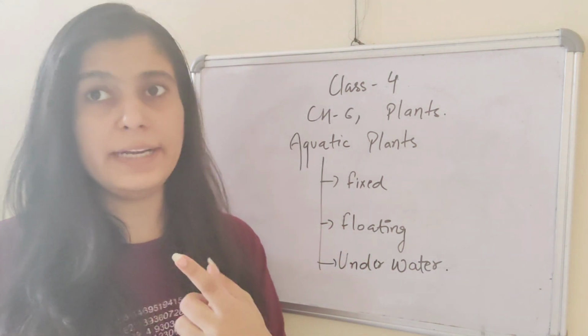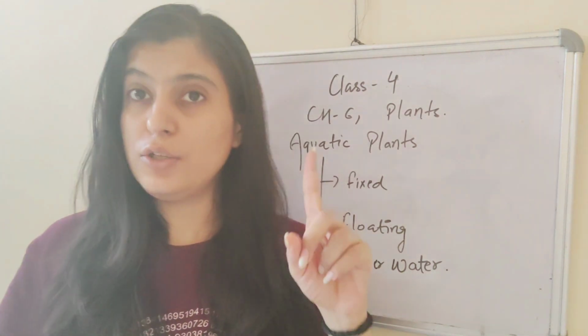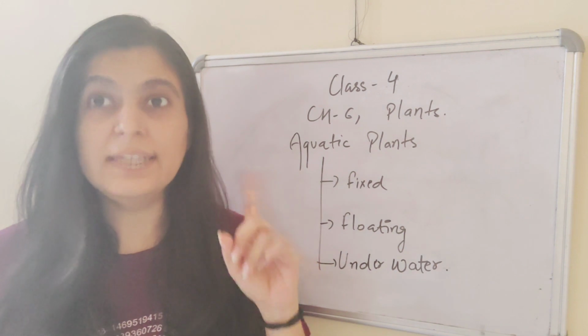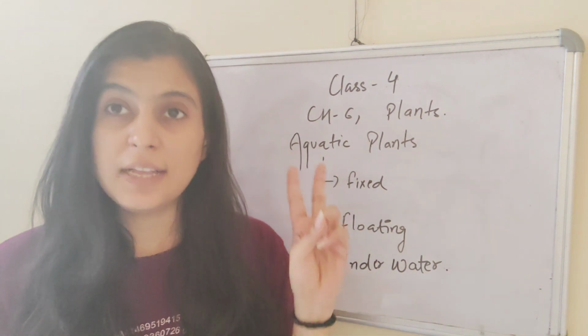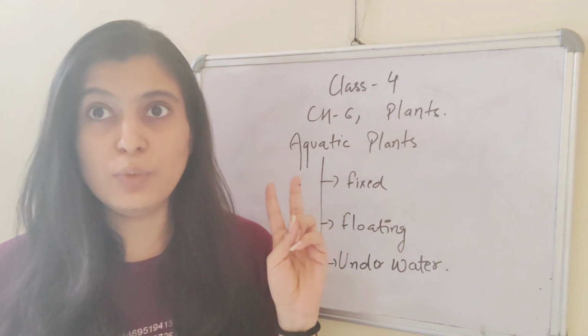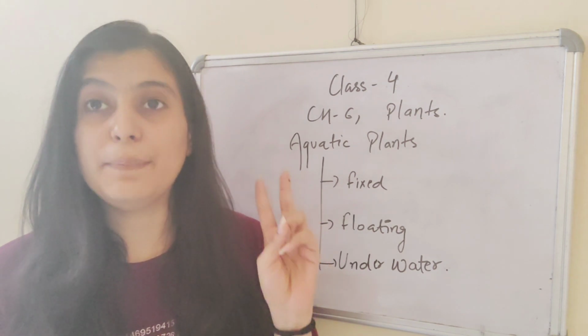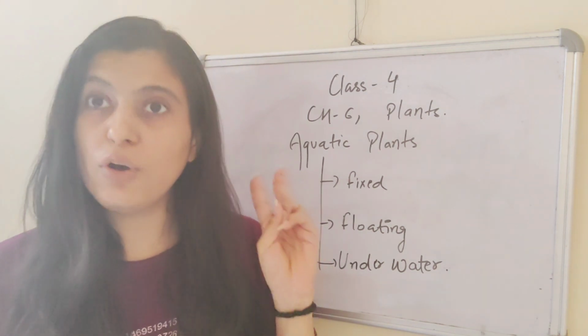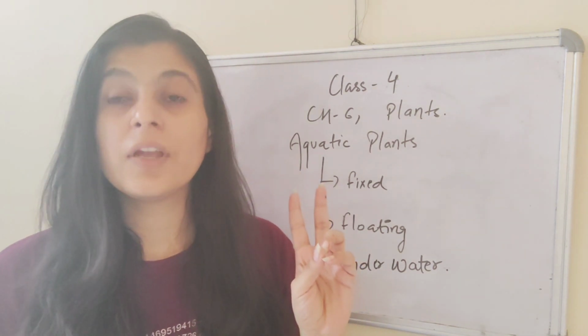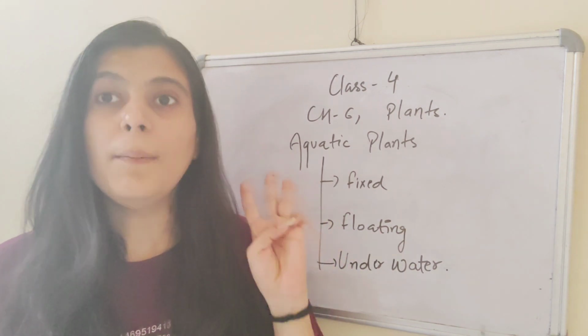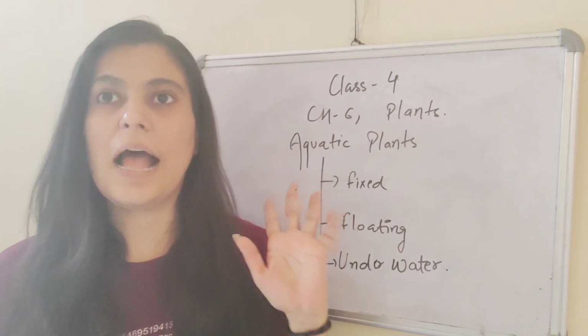So what are the characters of fixed plants? First of all, the stem is light and hollow. The leaves are submerged in water and the stomata are present on the upper surface of the leaves. They are fixed to the pond, for example, lotus and lily.